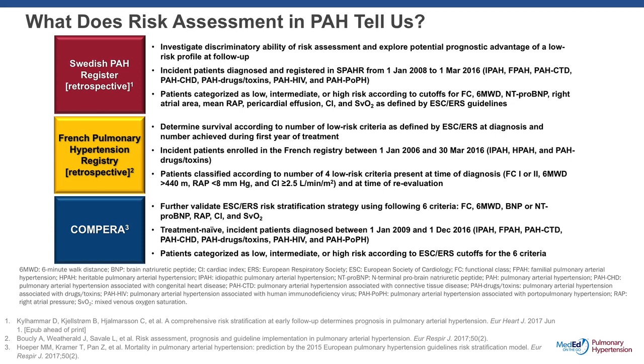And they defined 4 low-risk criteria, and that's how they measured the risk. And the low-risk criteria were being functional class 1 or 2, having a 6-minute walk of greater than 440, having a right atrial pressure of less than 8, and having a cardiac index of greater than 2.5. So those are 4 criteria that were used during the ESC-ERS guidelines table, but they limited it to just those 4. And they didn't consider intermediate or high. They basically just said, have you met this? Are you low risk? And counted how many of the low risk criteria they've met.